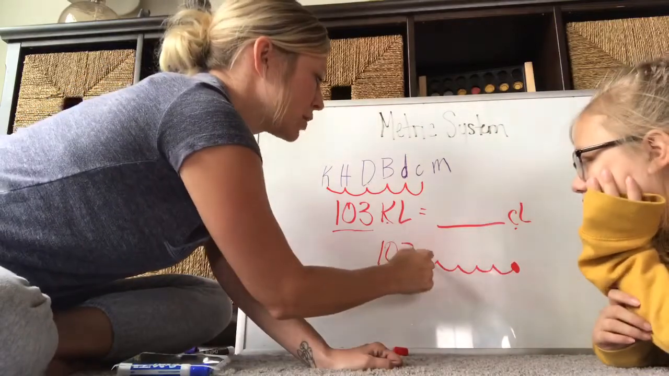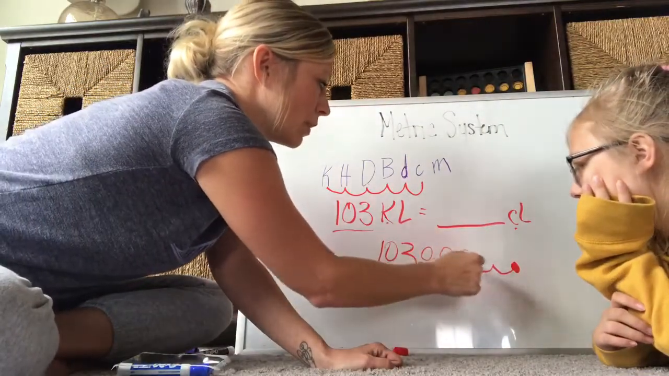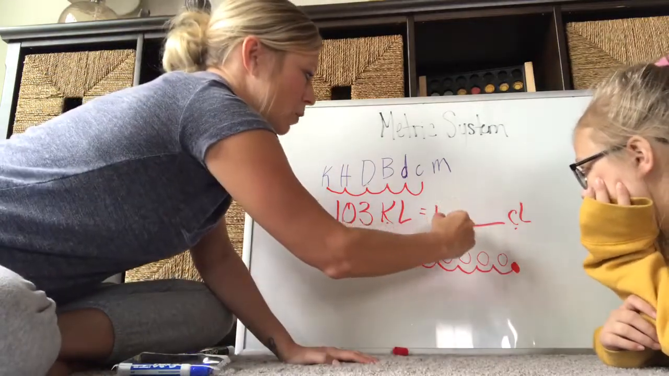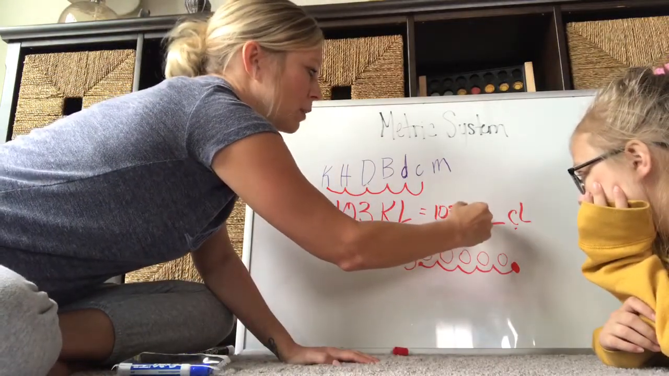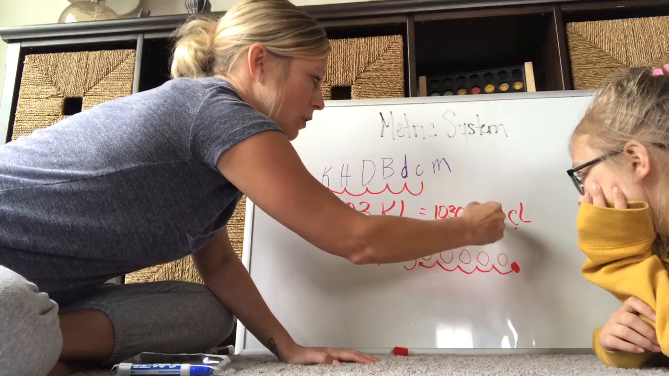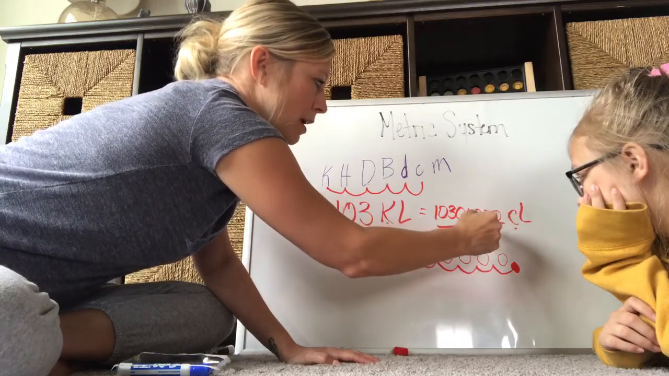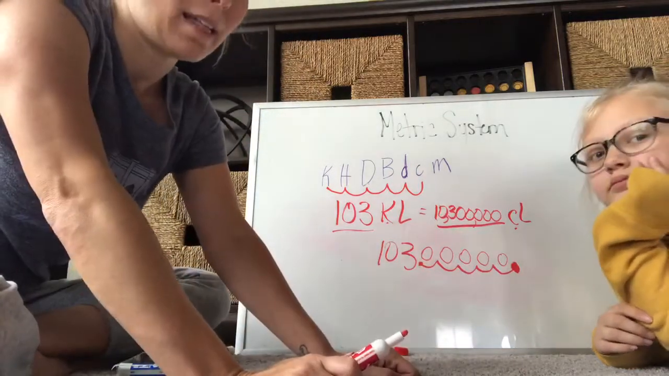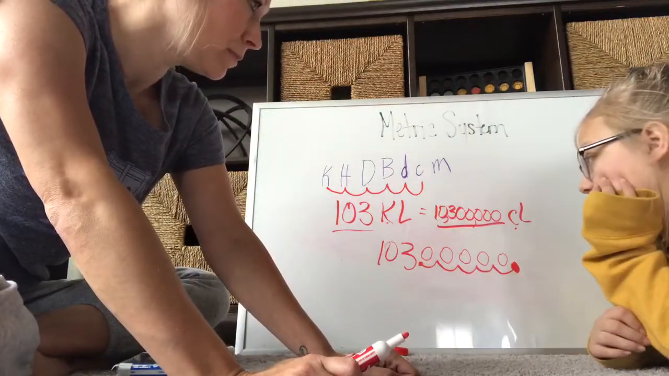Zeros. And a bunch of them. One, two, three, four, five. Wow. So my answer is 103 with five zeros. Two, three, four, five. And then I'm going to put my commas. That's a huge number.